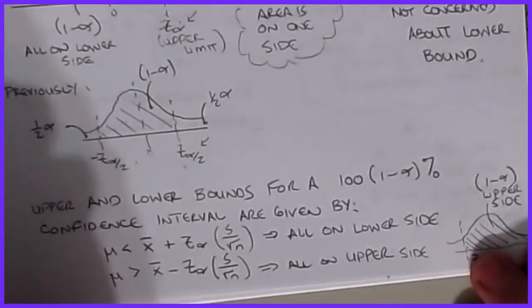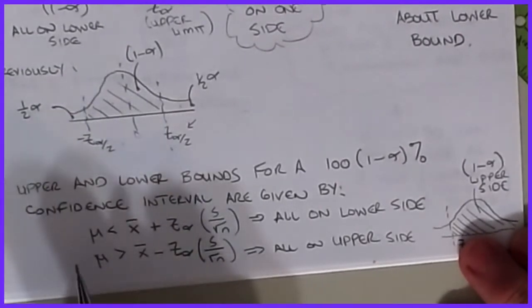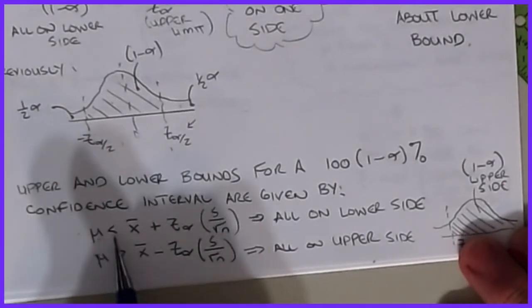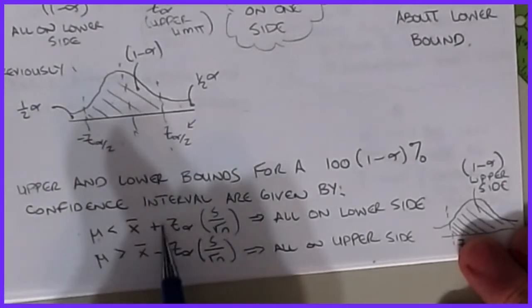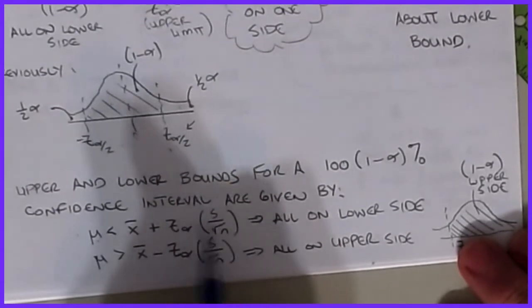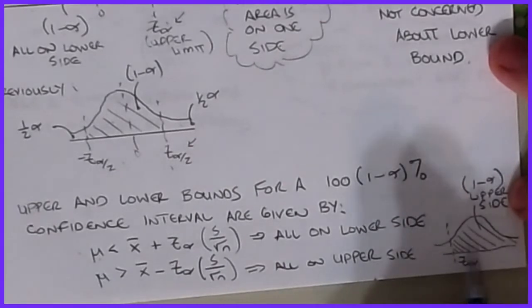If everything is on the lower side, which is the case I just showed you in the picture, we're going to have our population mean is less than x bar plus z alpha times s over square root of n. Again, this term doesn't change; it's exactly the same. Everything's on the lower side. But you can also have everything on the upper side, depending on a minimum bound, if you want to construct a problem that way.